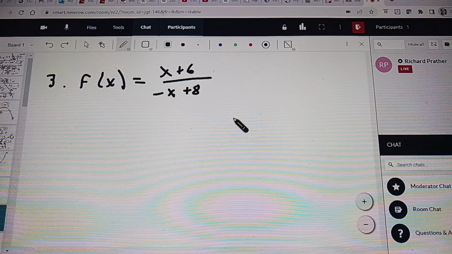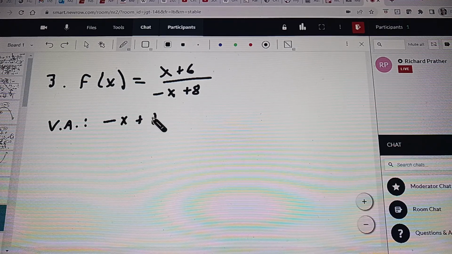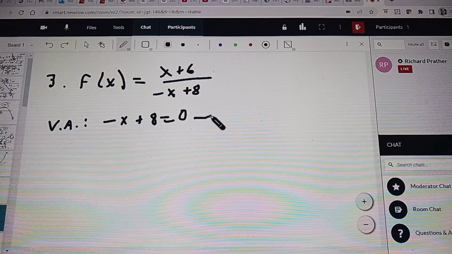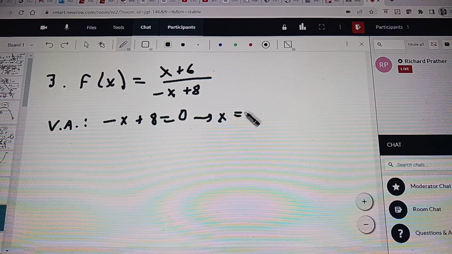So this fraction is fully reduced, no way to reduce it. There's one thing that makes the denominator 0. That'll turn out to be a vertical asymptote. Set this equal to 0 and solve for x. X will equal 8. X equals 8 is a vertical asymptote.